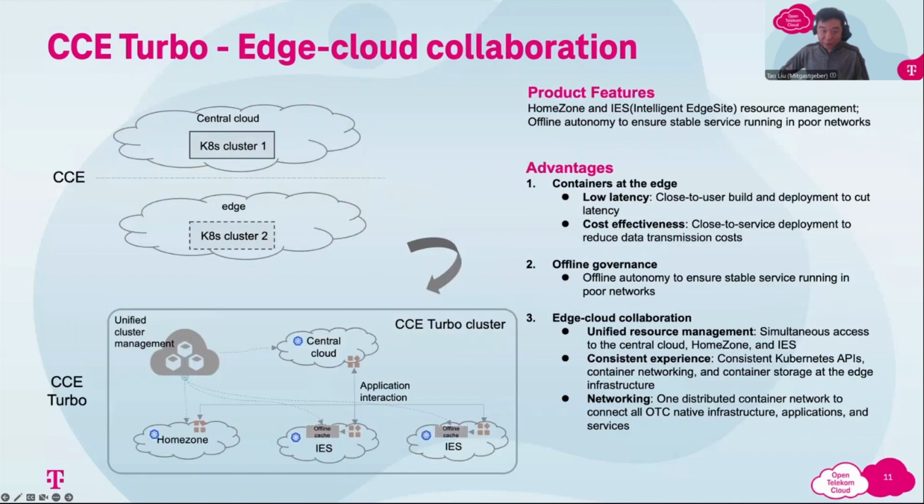Edge cloud collaboration. It is a new feature of CCE Turbo. Not only the resources on the central cloud, but also the resources on home zones and IES can be co-managed by CCE Turbo. IES means intelligent edge site. Offline autonomy is also used to ensure stable service running in harsh networks.